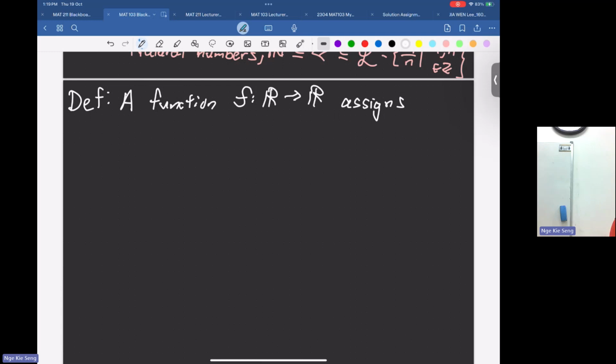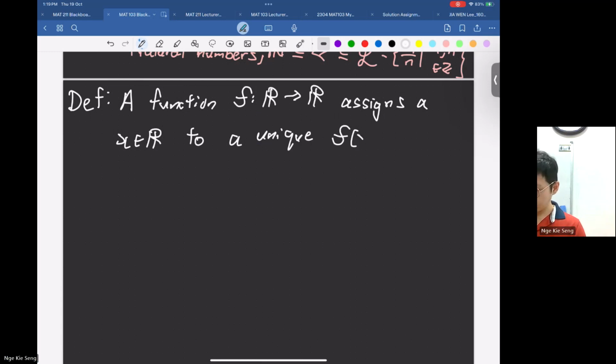So I give you an input. You can only give me one output. You cannot give me more than one output. So a function cannot be one to many. It can be many to one, or one to one. So it assigns an input x in the domain to an output in my codomain. So this is a function. For example, what kind of function have you seen before?